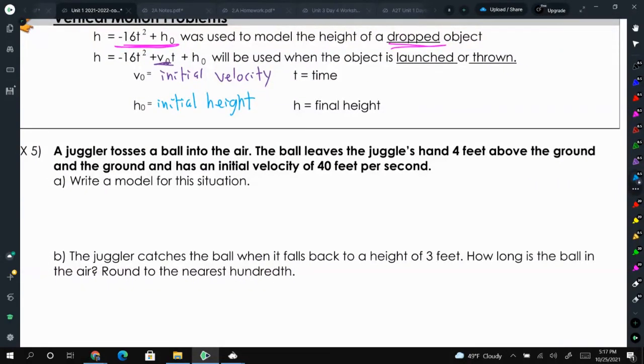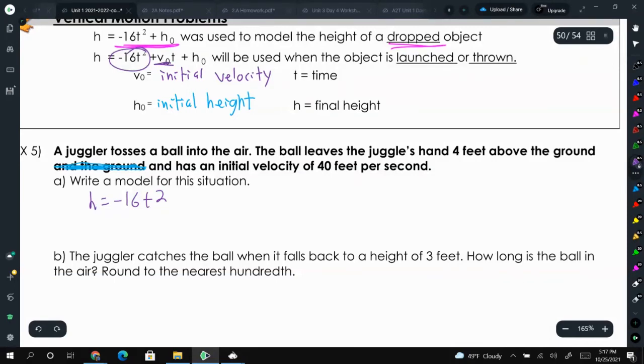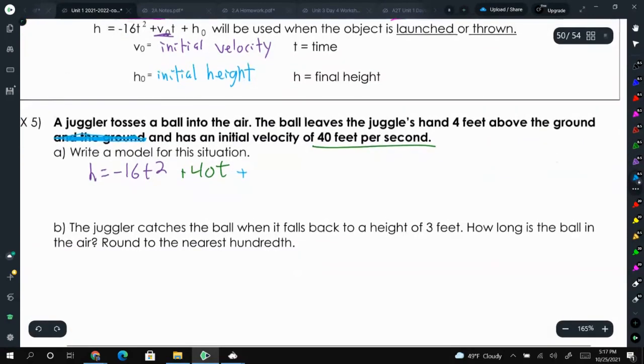A juggler tosses a ball into the air. The ball leaves a juggler's hands 4 feet above the ground and has an initial velocity of 40 feet per second. So let's make an equation. H is going to equal negative 16t squared. That's the normal part right here. The initial velocity is 40 feet per second, so plus 40t, because you notice there's a t right there. Plus our initial height, 4 feet above the ground. So that's the equation we're going to work with.